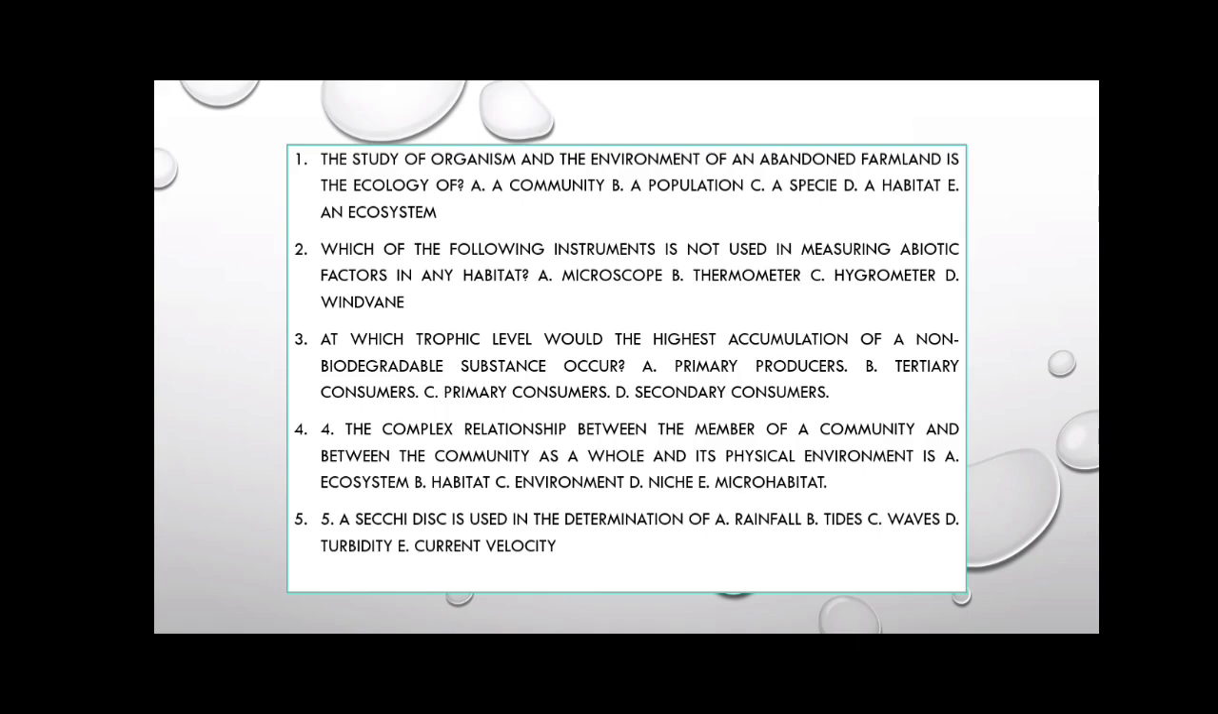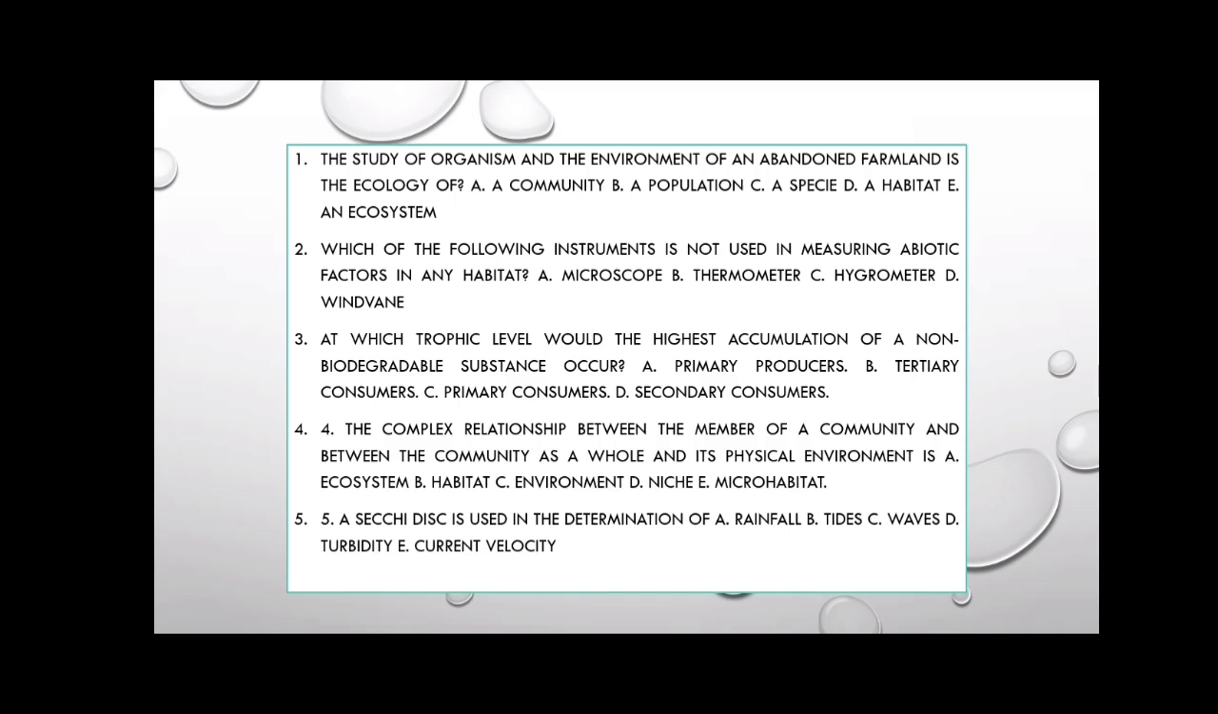farmland is ecology of dash. We have A, community, B, population, species, habitat, and ecosystem. What do you think the answer is? Let's check it out. Community consists of organisms of different species. A population is a collection of organisms of the same species that can interbreed. A species is a group of organisms that can interbreed.